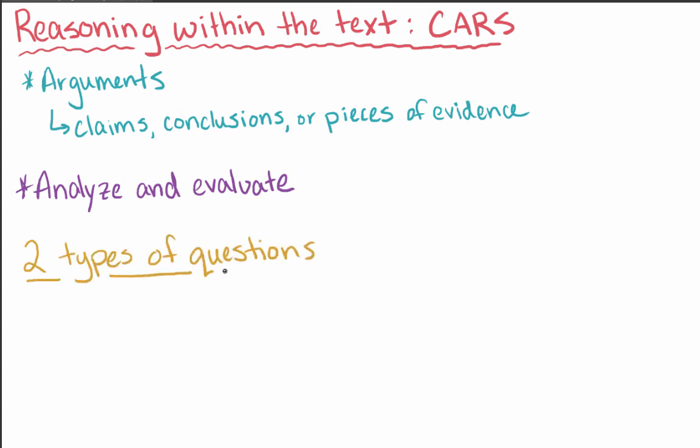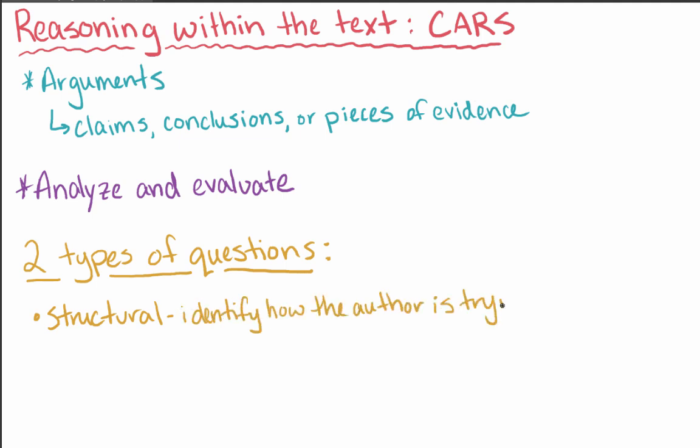The first type includes structural questions that require you to identify how the author is trying to relate various ideas in the passage. These questions ask you to recognize which claim a particular example or piece of evidence is intended to support.